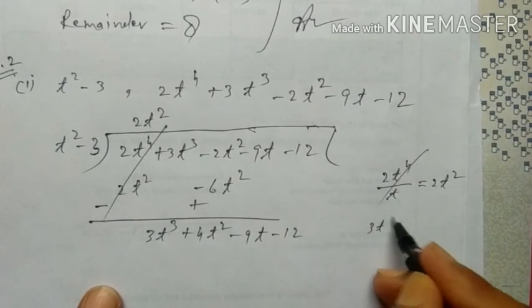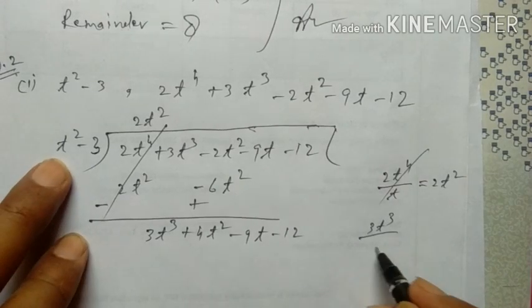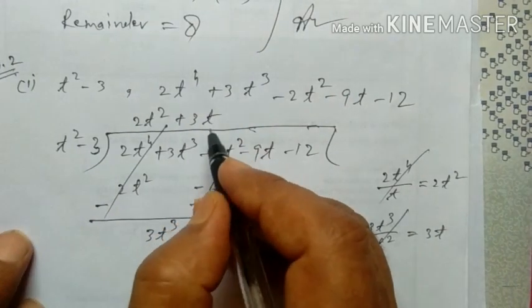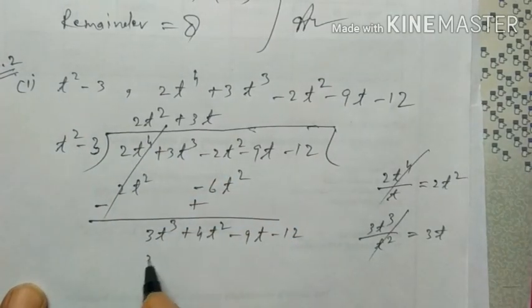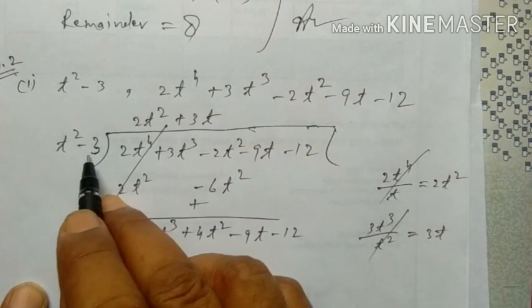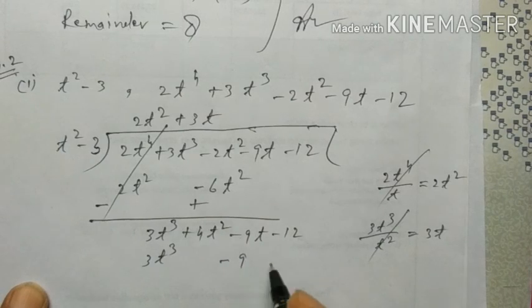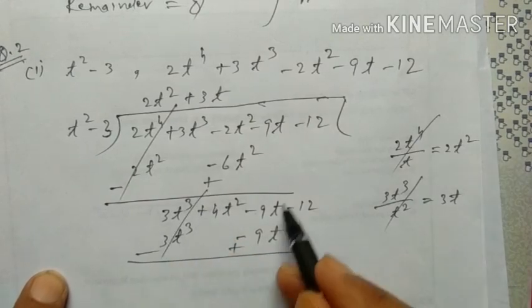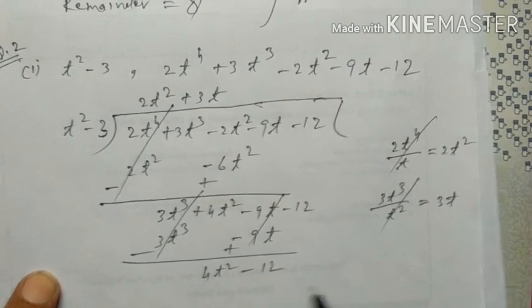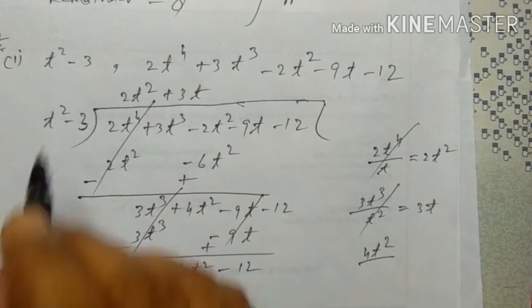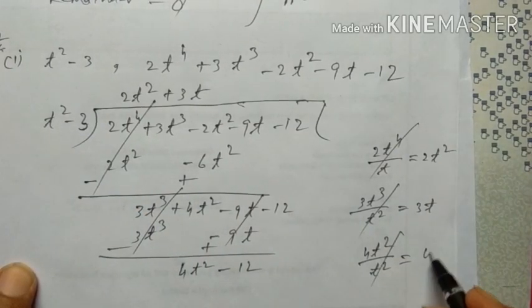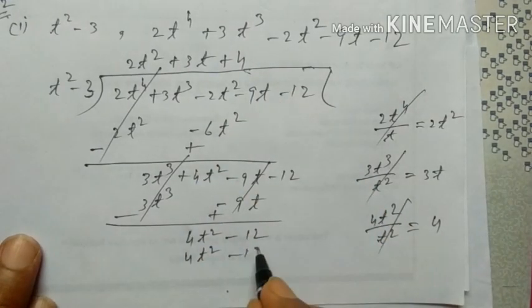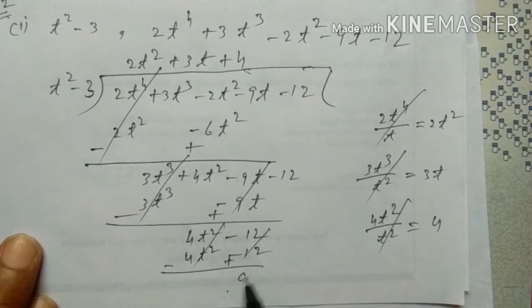Again this is 3t cube and this is t square. After division we will get 3t, here we will write 3t plus 3t multiply into this becomes 3t power 3 and minus 3 3 is 9t. After subtraction, sign will be changed, here plus then minus, here minus becomes plus. This is cancel out, this is cancel out. 4t square minus 12. Now again 4t square divided by t square. So this is cancel out, this is 4. Here we'll write 4t square. 4 3 is 12 minus 12. After subtraction, sign will be changed, this is cancelled, remainder is 0.